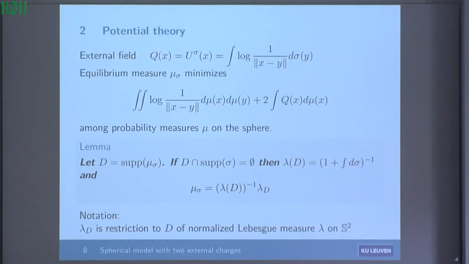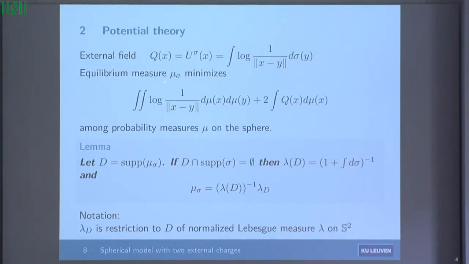So we have an external field, Q, which for us will be the potential of some measure sigma. You should think of sigma as a sum of point masses, or just the 2 point masses, if you wish, for the particular result. This is called the logarithmic potential. X and y are on the unit sphere now, but it's the same formula as before, as you would do on the real line or in the complex plane.